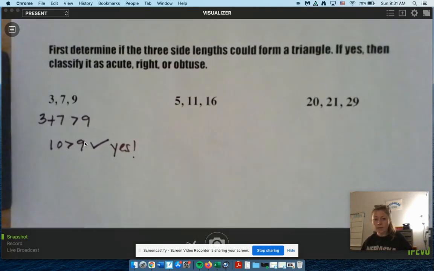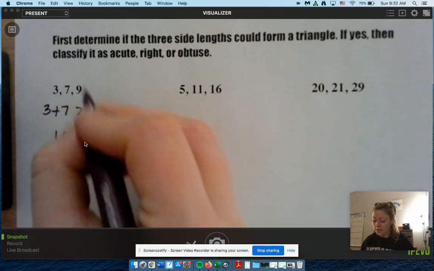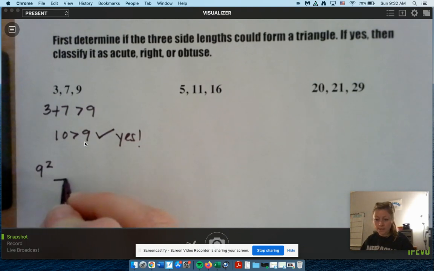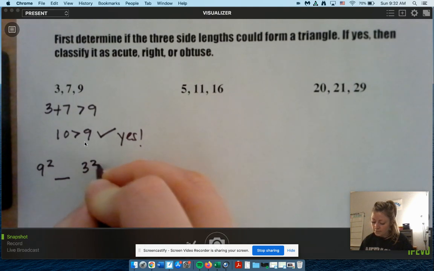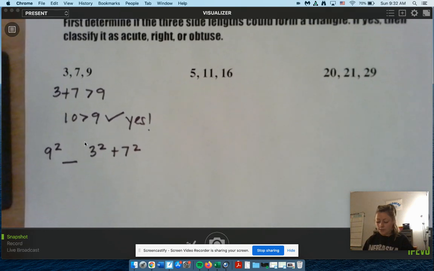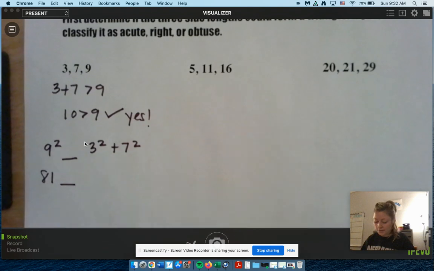Okay, so now from here, take your biggest side, which would be 9. So I'm going to have 9 squared. I'm going to leave it blank right here because I don't know what it's going to be. And then 3 squared plus 7 squared. And now we just crunch out these numbers. 9 squared is 81. Again, I'm going to leave it blank. I don't know what's going there yet.